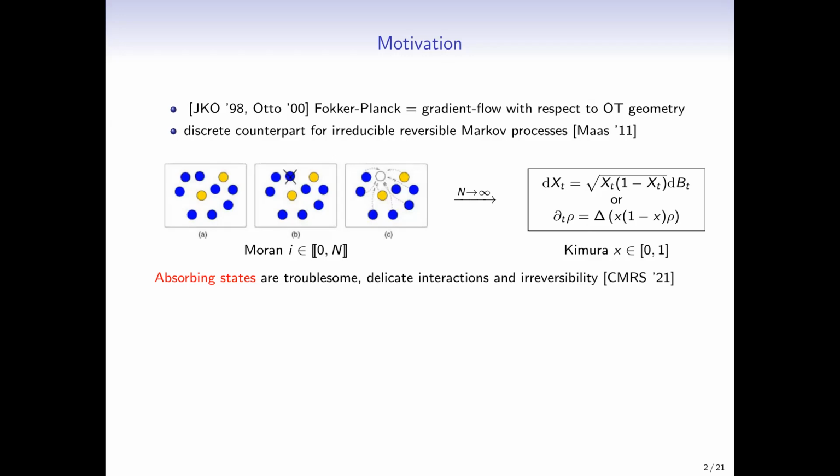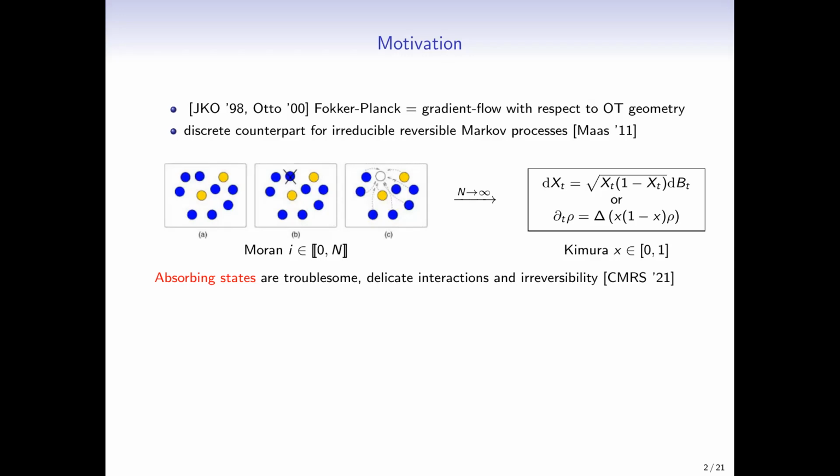The Markov process that corresponds to the discrete Markov chain is now this stochastic differential equation, SDE: dX_t equals square root of x(1 minus x) times the standard Brownian motion. And at the PDE level, it's some type of Fokker-Planck equation, which is ∂_t rho equals the Laplacian of (x times (1 minus x) times rho).